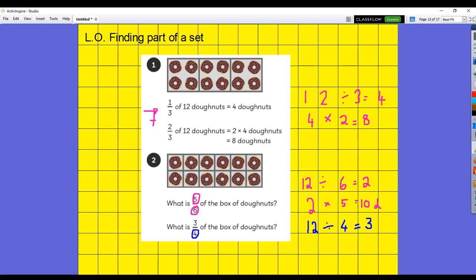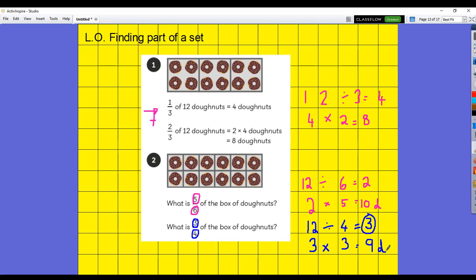Now, don't forget our next step. You multiply your answer with the numerator. So in this calculation, our numerator is 3. So we've got 3 times 3, which equals 9. Okay, so I'm going to put 9D for 9 donuts. So 3/4 of the box of donuts, you will get 9 donuts.